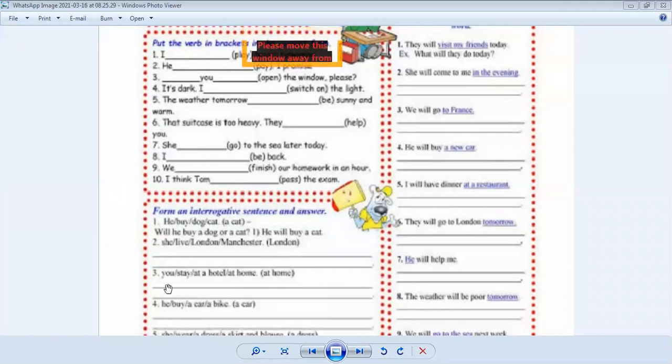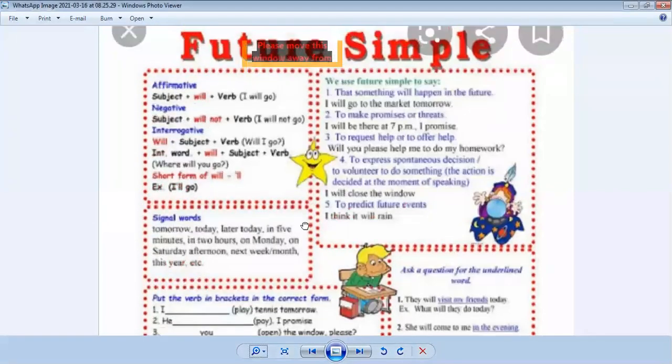Very good. Number 3. You stay at home, at a hotel. No, at home. So the answer will be: will you stay at a hotel or at home? I will stay at home. Okay. Now the rest of the sheet is going to be homework.